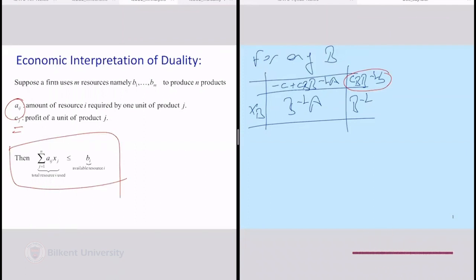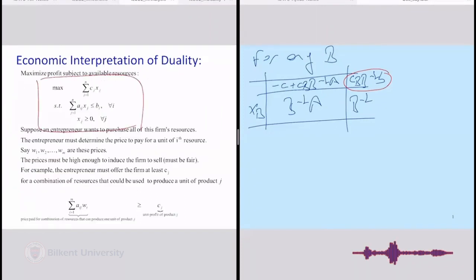And this is my canonical form max problem with the meaning that we just attached to it. I'm maximizing my profit of the products that I'm producing. Each product consumes some of my resources, and I have to obey my resource limitations for all my resources. For all i, this goes from 1 to m, and j goes from 1 to n. Okay? That's how it is.